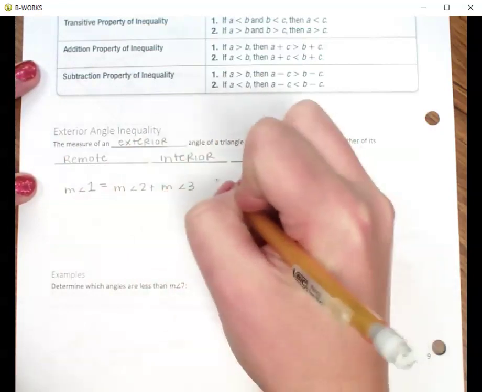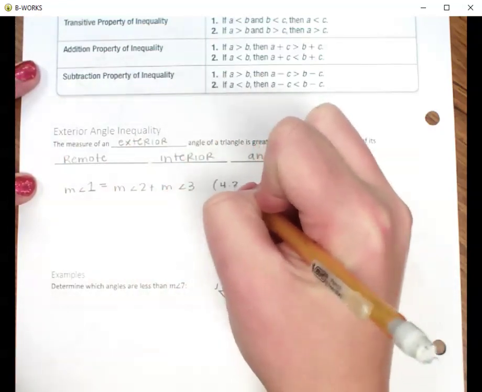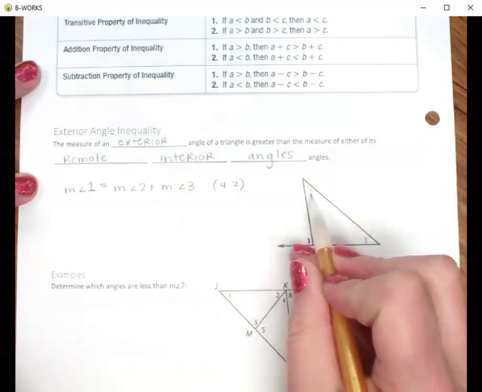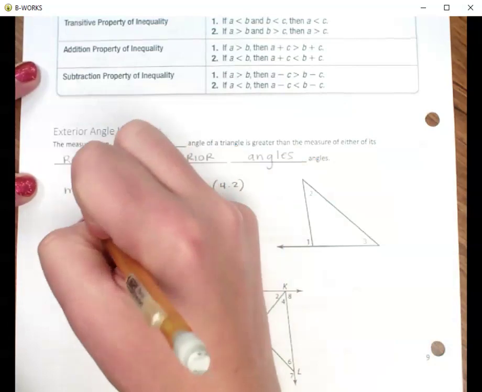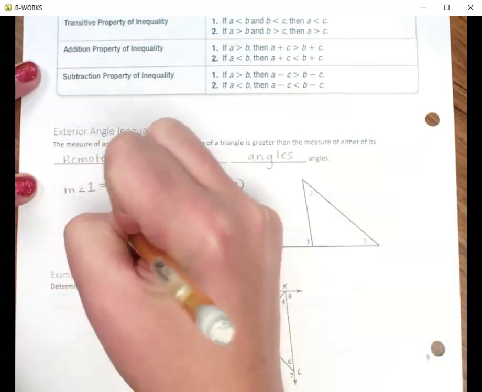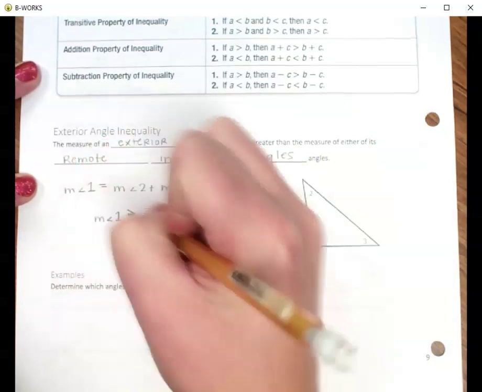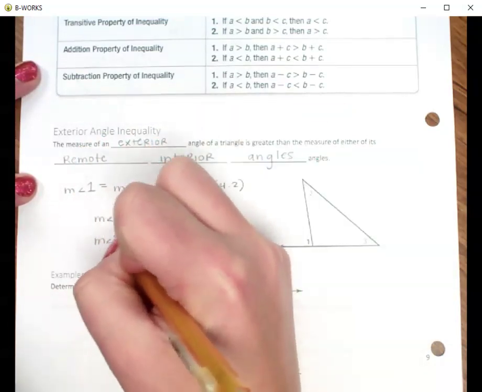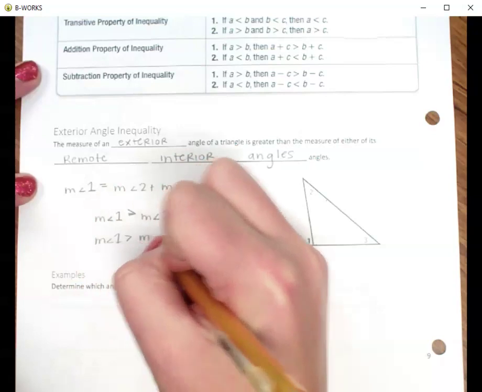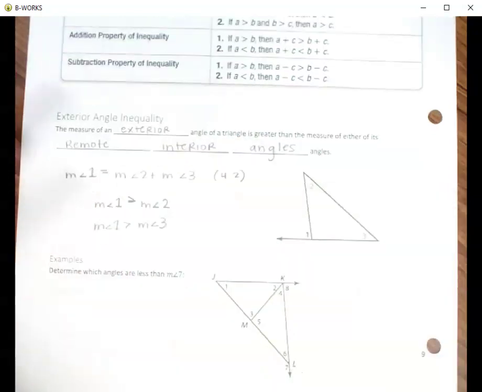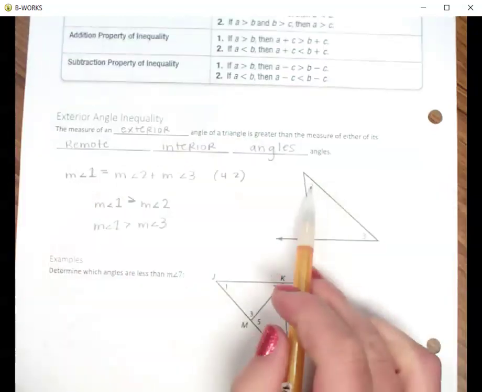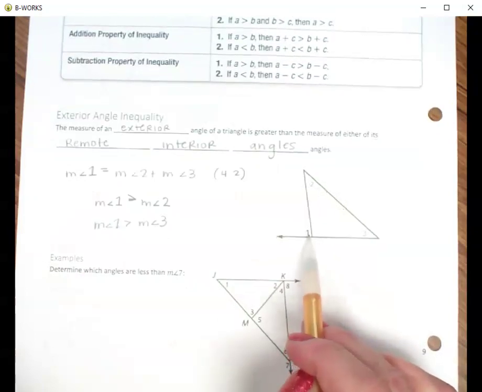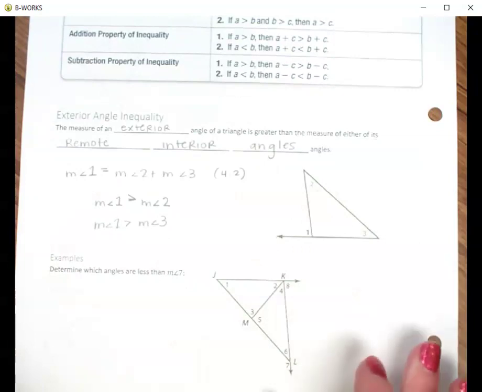Again, that's from section 4.2. But since we know that 1 is the sum of 2 and 3, then whatever the measure of angle 1 is, it's going to be greater than the measure of angle 2, and it is greater than the measure of angle 3. Since the two of these added together equals that exterior angle, the exterior angle is going to be bigger than either of them individually.